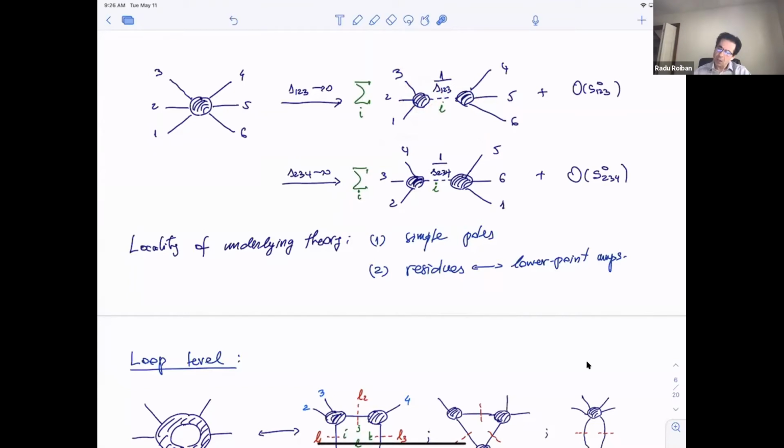Locality of the underlying theory and also unitarity of that theory imply that these poles are simple. Of course, if one assumes that the original Lagrangian has, say, a 4-derivative quadratic term, then these poles won't be simple anymore, but that theory also won't be unitary. And then, as I said, the residues are given by lower-order amplitudes. I should have said in the beginning, please feel free to interrupt with any questions you might have. So let me pause for a second and ask if there are any questions on this.